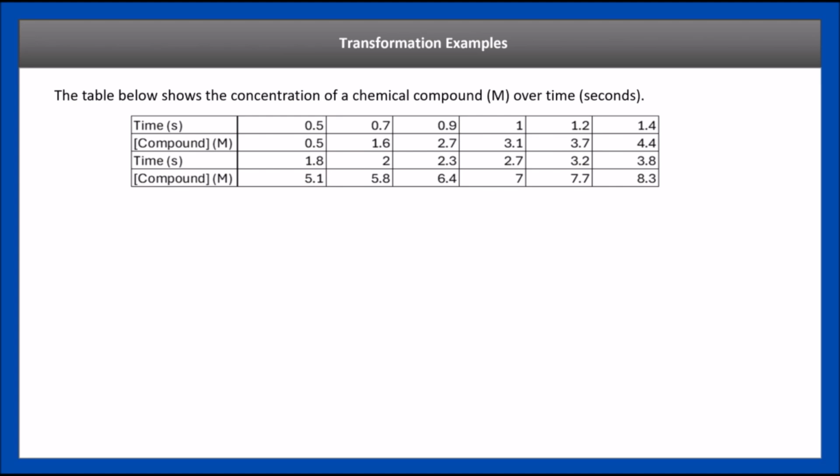So here below shows the concentration of a chemical compound in units of molarity over time in seconds. The table is stacked because we have a lot of data points, a total of 12 data points of time versus concentration. The explanatory variable is time, and the response variable is the compound concentration.